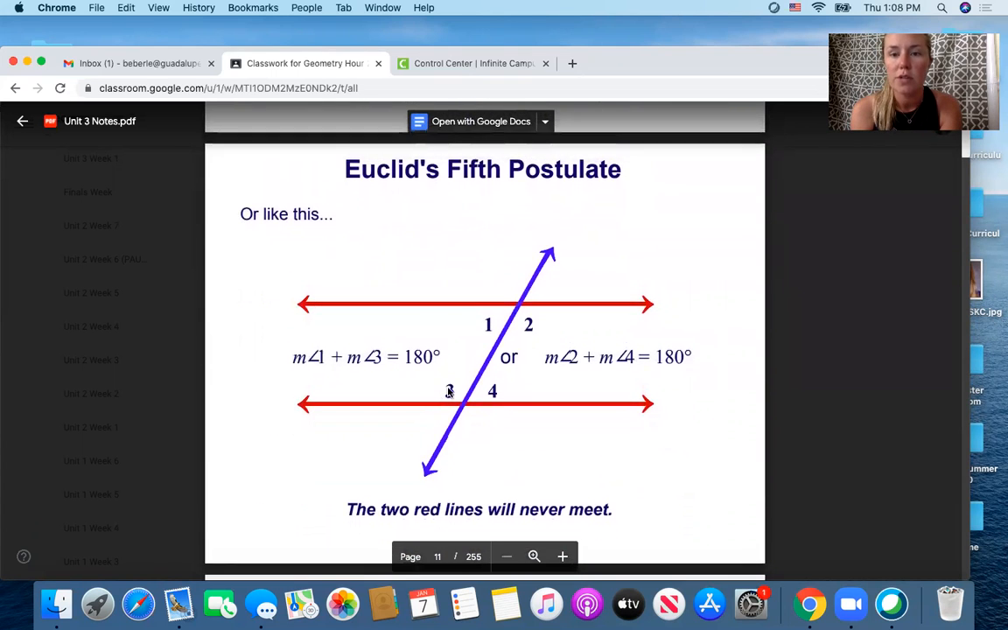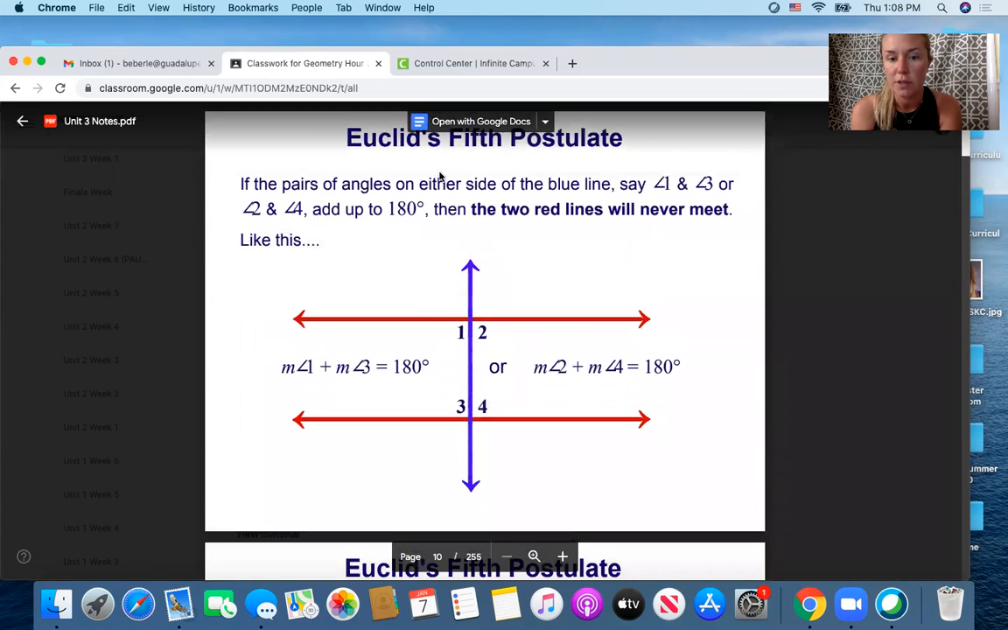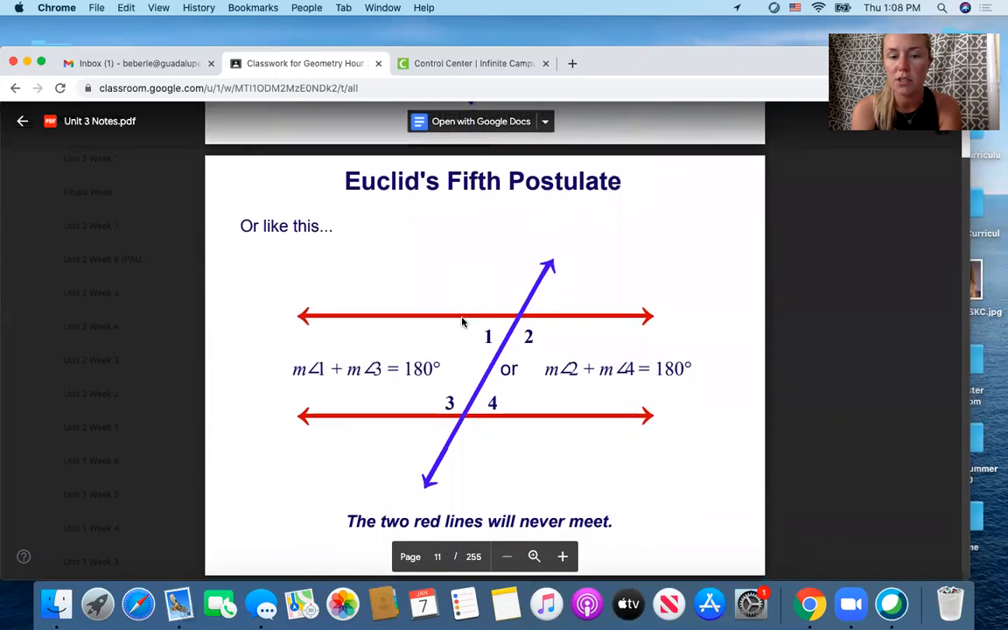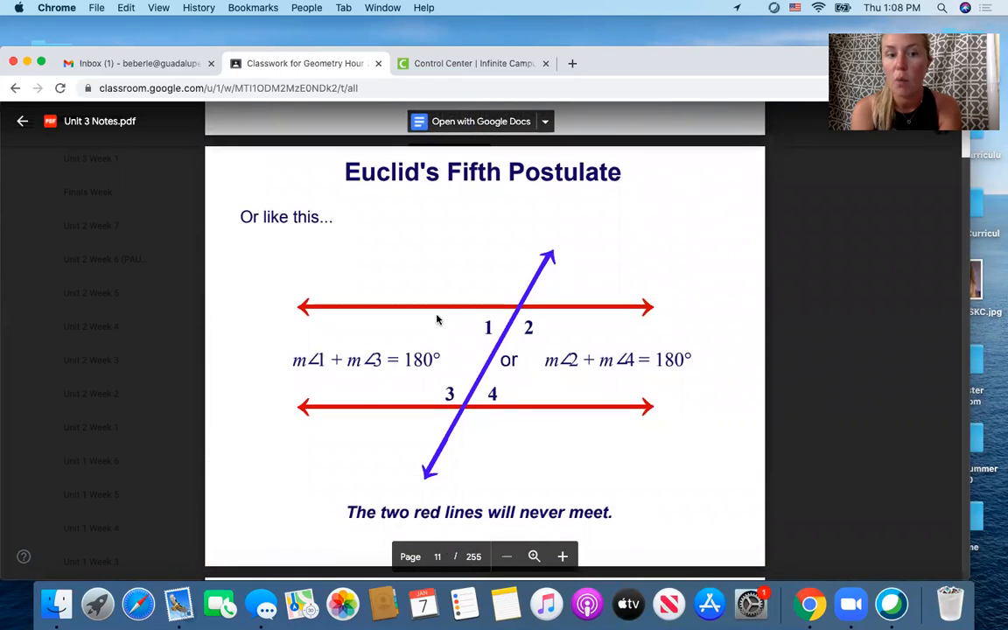So you can also take your transversal. Notice your transversal in this one is creating perpendicular lines, right? Okay, because it's straight up and down. They tilted the transversal in this picture. But what you'll notice is that 1 and 3 are still going to add up to be 180 degrees. Okay, and 2 and 4 are also still going to add up to be 180 degrees.